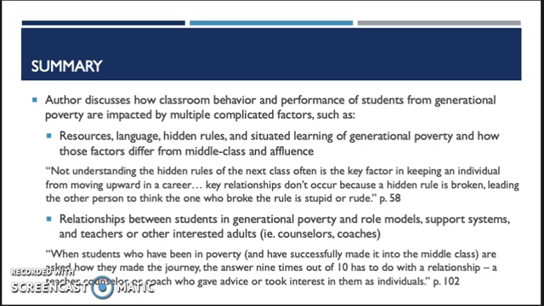Second, the author discusses the relationships that students in generational poverty have with their role models, support systems, and teachers or other adults. From this section, Dr. Payne is quoted to say, "When students who have been in poverty and have successfully made it into the middle class are asked how they made the journey, the answer 9 times out of 10 has to do with a relationship, a teacher, counselor, or coach who gave advice or took interest in them as individuals."